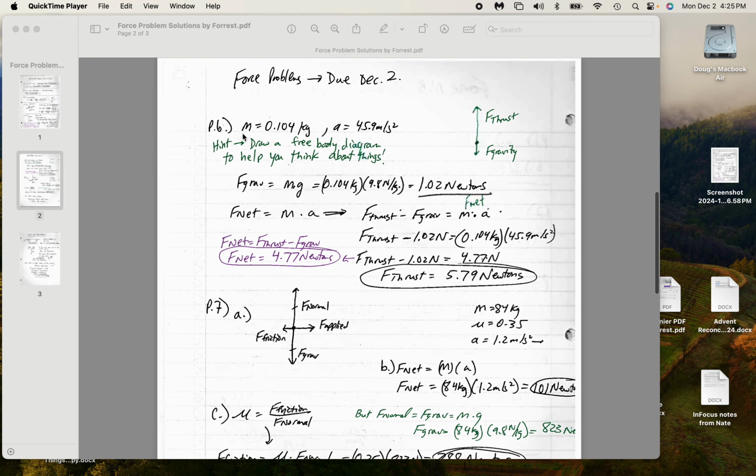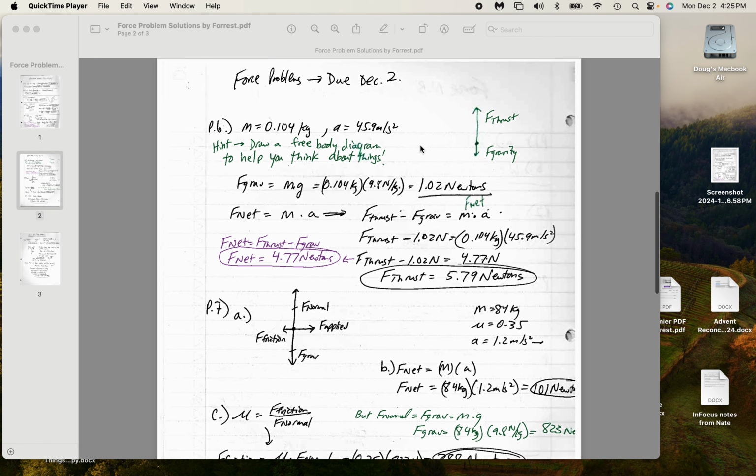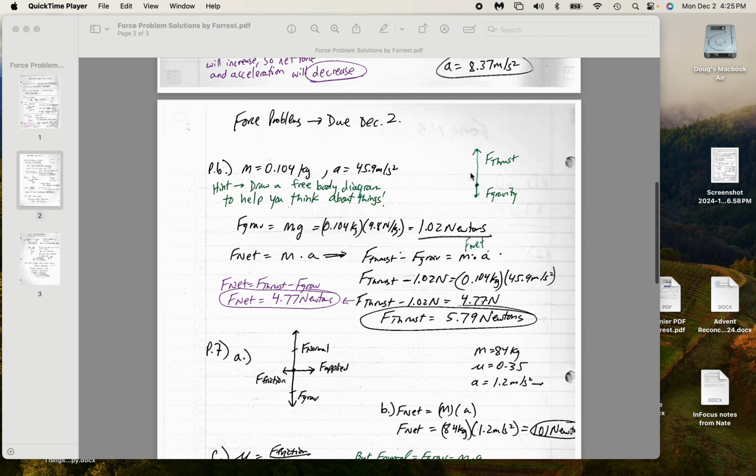For P6, this was similar to the last one with P5. And again, this one did not say to do a free body diagram. This one actually did. But if I think about it, the thrust is upward, gravity is downward, I know the mass of the rocket, I know the acceleration of the rocket. And so I find the gravitational force, 1.02 newtons down. If this is accelerating upwards at that rate, then I can figure out my net force is equal to the mass times that acceleration. Well, that net force is going to be 4.77 newtons, which is 45.9 times 0.104.